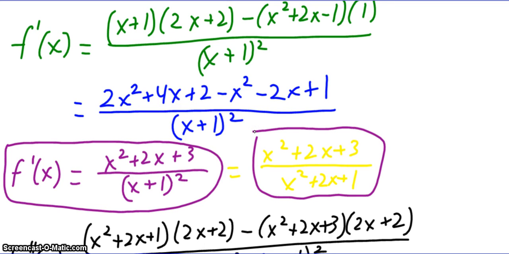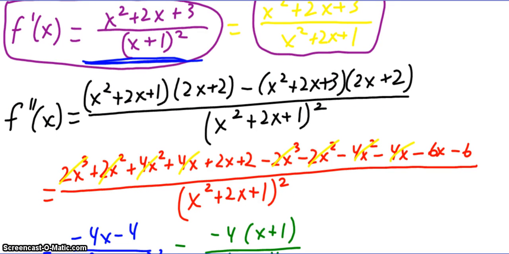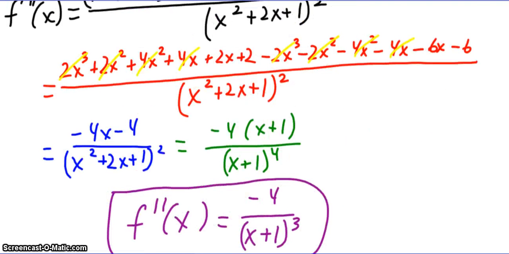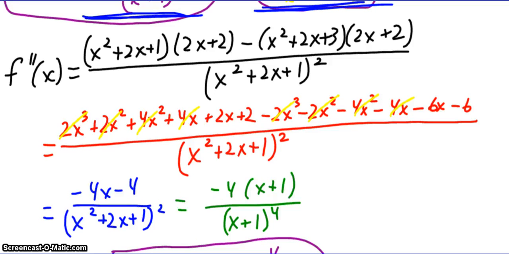If I just asked you to find the first derivative, what I have here would be perfectly acceptable and in most cases actually preferred. So now to do the second derivative, we have to do the quotient rule again with what I have over here in yellow. So bottom times the derivative of the top minus the top times the derivative of the bottom over the bottom squared. Multiply out the numerator, and I get 2x cubed plus 2x squared plus 4x squared plus 4x plus 2x plus 2 minus 2x cubed minus 2x squared minus 4x squared minus 4x minus 6x minus 6.